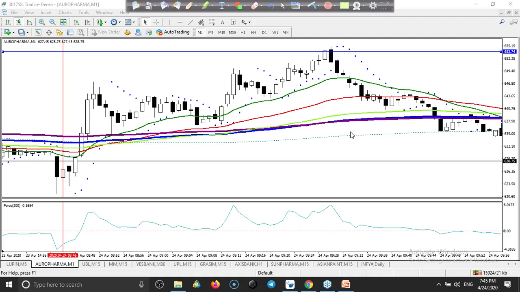Okay, that was our 1 minute chart. For intraday, basically I just trade and come out of the market. This is the 1 minute chart I used. All right, next let me tell you.